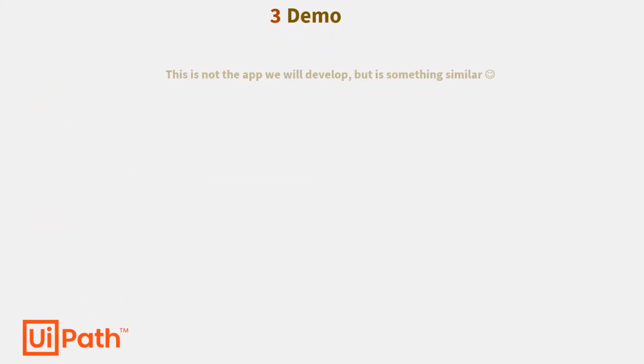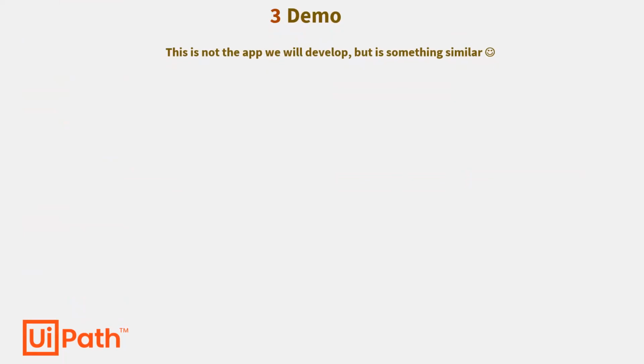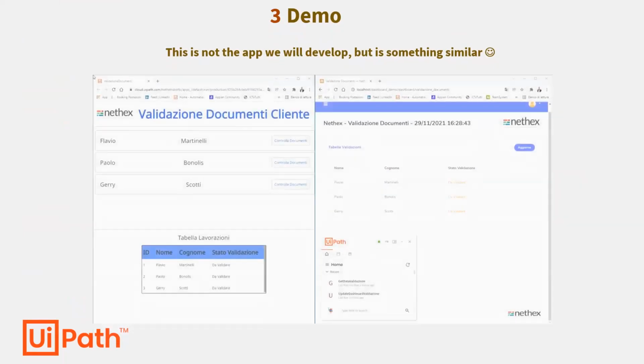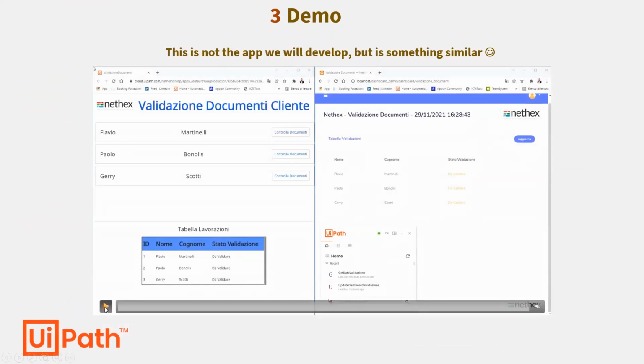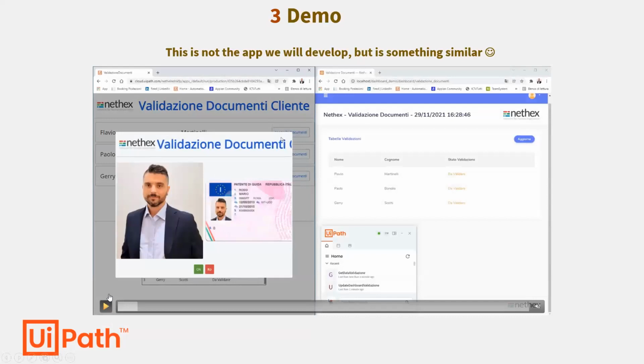So just to show you, this is not what we will build today, but it's very similar. I will show you this demo quickly. So imagine that this is our app. Sorry, I'm making a pause. We have a list of tasks, this is me, by the way. We click on this button. It will show a modal in which we will see my selfie and my driving license.